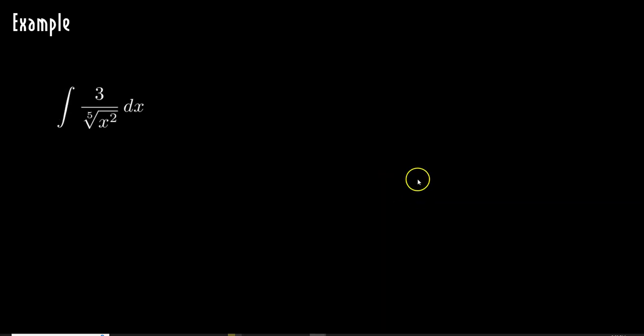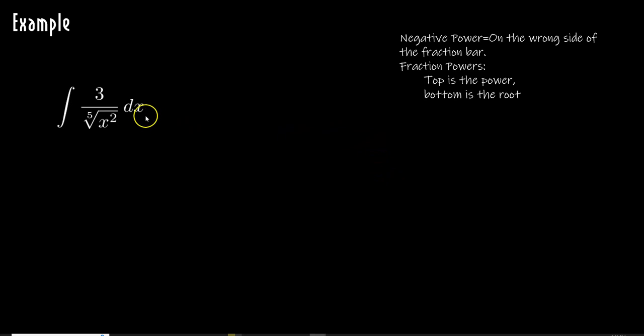Let's look at a really gross one. Let's say I've got 3 over the 5th root of x squared. Well, the 3 is just a number. I'm going to kind of scooch it aside. Because the x is on the bottom, that means we're going to have a negative exponent, because the x has to be on top for this power rule to work. You can't have 1 over x to something and then do the power rule. It has to be on top. What else do I know? Fractional powers. The top in the fraction is the power, and the bottom is the root. So this is going to be x to the negative 2/5. So I've got 3x to the negative 2/5.